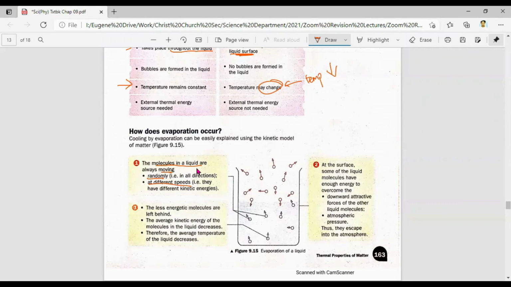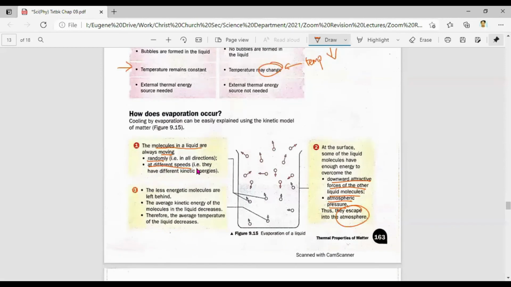So part 2, at the surface, some of the liquid's molecules have enough energy to overcome the downward attractive forces of the other liquid molecules. So they are able to overcome the attraction between the other molecules. On the other hand, there's one more part here, that they are able to overcome what we call the atmospheric pressure. So those with enough energy to overcome them escape into the atmosphere. Once they escape, the less energetic molecules are left behind.